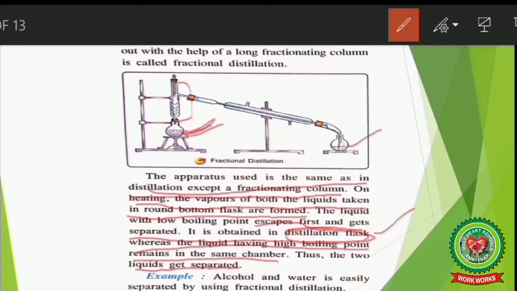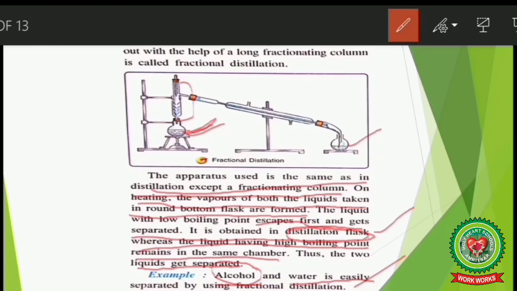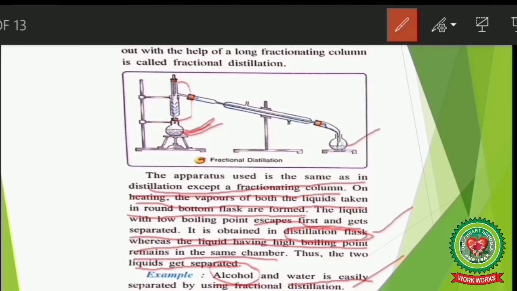Example, alcohol and water is easily separated by using fractional distillation. Students, which alcohol? Ethanol. Methanol is also an alcohol, but boiling point of methanol is less. It is 65 degrees Celsius and ethanol has boiling point of 78 degrees Celsius. So difference in boiling point of ethanol and water is 22 degrees Celsius. So here you better write ethanol instead of alcohol.